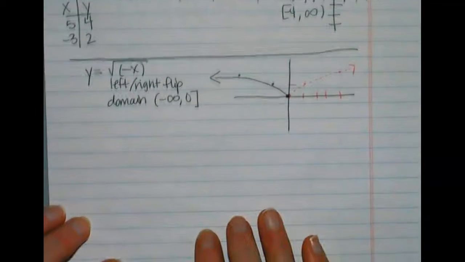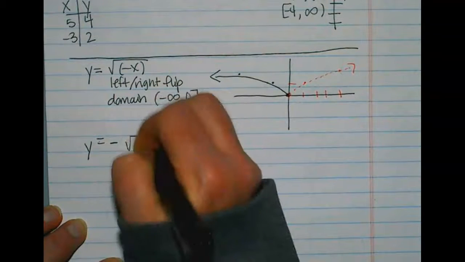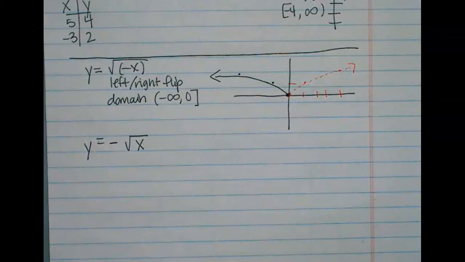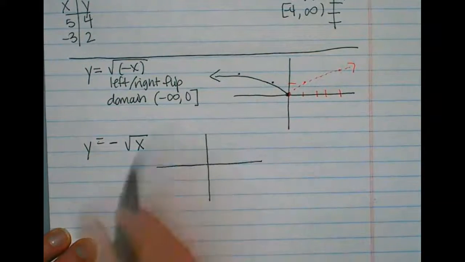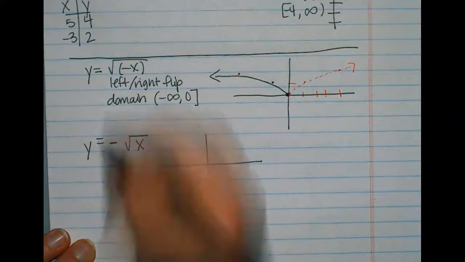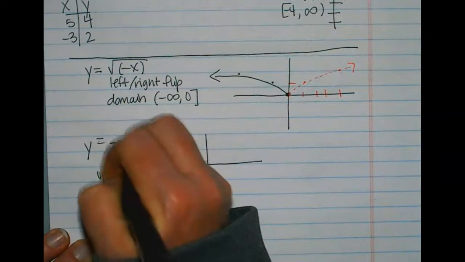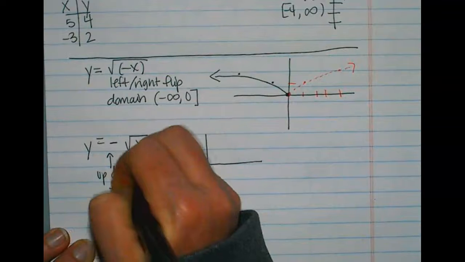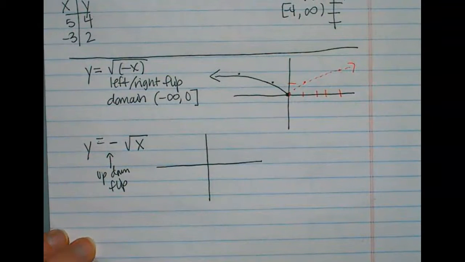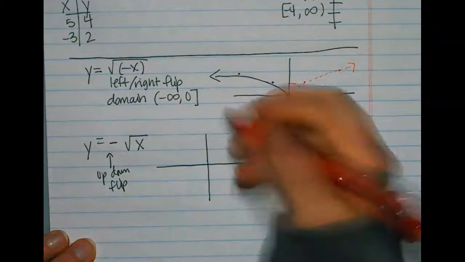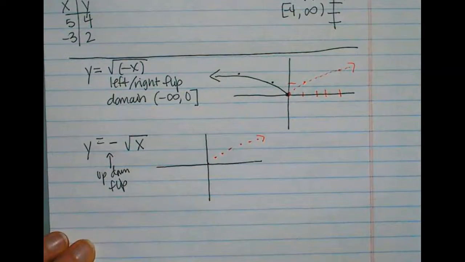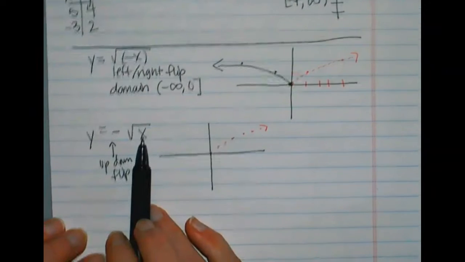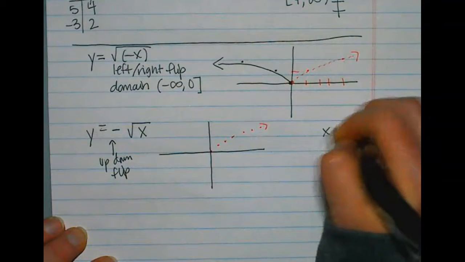Okay, let's do that again, but let's change the negative to be on the outside. So negative on the outside means that if it's not in with x, it's not left, right, this is an up-down flip. It's a flip in the y direction. So normally, and I'm going to draw the parent function again, normally the parent function goes like this. But we're going to take every x value we get out of our chart. Let's just do a chart.